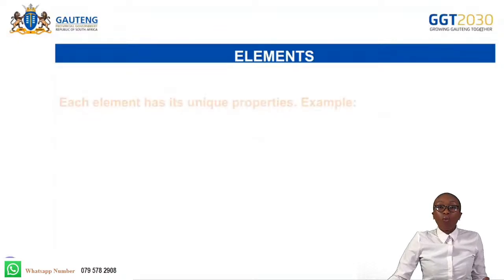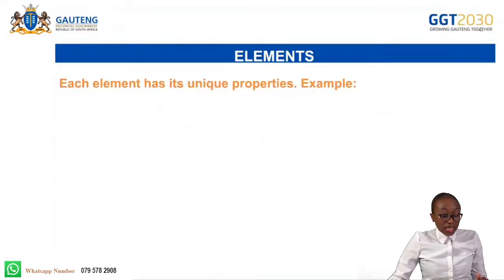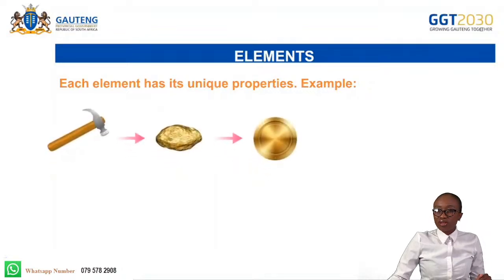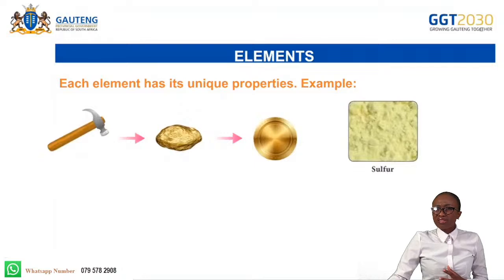Alright, now what more can we learn? Now each element has unique properties, so they're not all the same. This is what sets them apart. This is what makes them different. Some elements can be molded into shape, while some elements, they are very brittle, meaning they easily break.